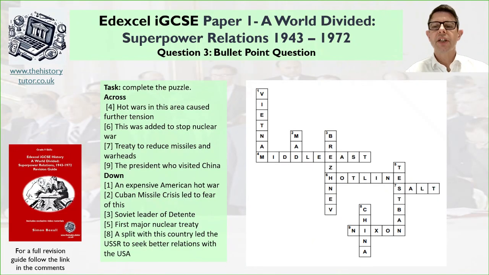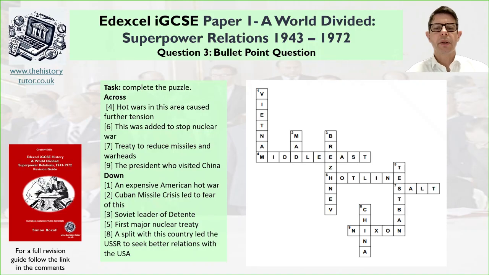Number 5, first major nuclear treaty. So that's, as I just mentioned, the test ban treaty. So they're banning the testing of nuclear missiles. If you have a test of a bomb, maybe it's a bit of a show off to the other side. You have these bombs, you have these weapons, you have more powerful things. So by stopping them, you're not showing off as much. Also, it's starting that idea of stopping other countries having nuclear weapons as well, controlling who has nuclear weapons.